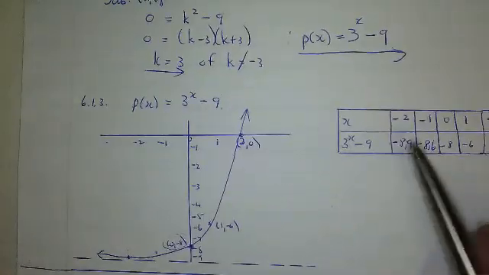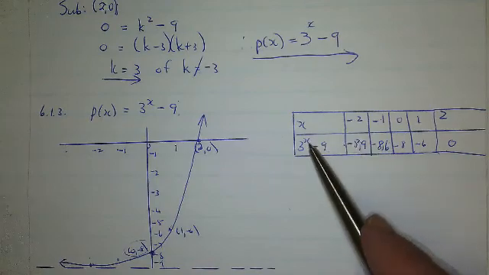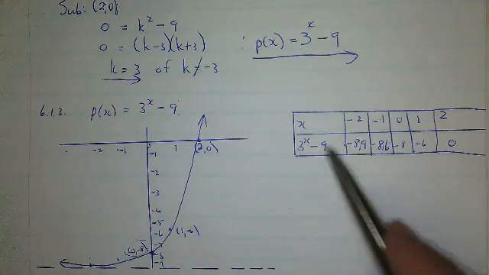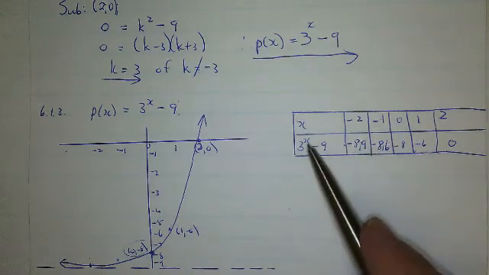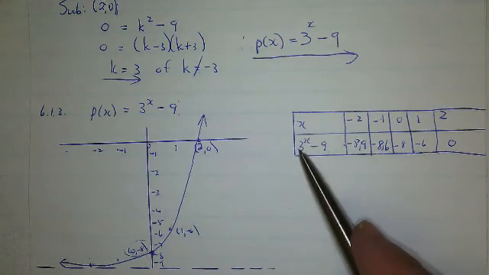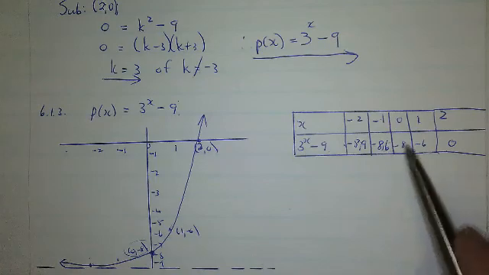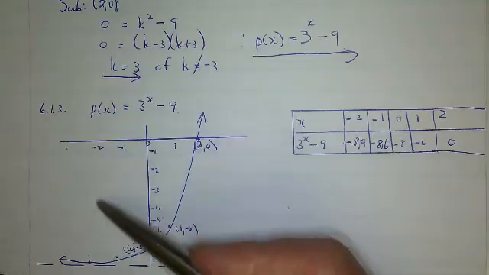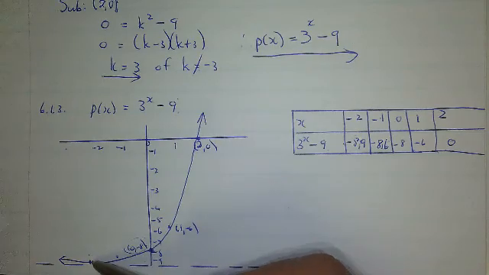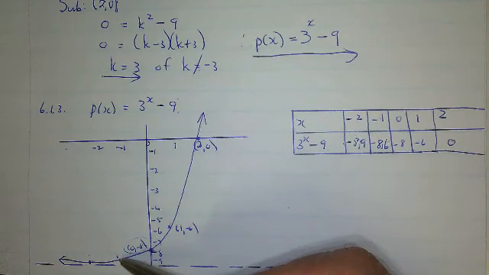Then you can draw up a table once again. So you substitute the negative 2 into the place of x. 3 to the negative 2 is 1 over 9, minus the 9, it's negative 8 and 1/9. Substitute the negative 1 into the x, so that's a third, minus the 9, negative 8 and 2/3, and so you carry on. Then you have to plot the points. So negative 2 gives negative 8 and 1/9, and negative 1 gives negative 8 and 2/3.